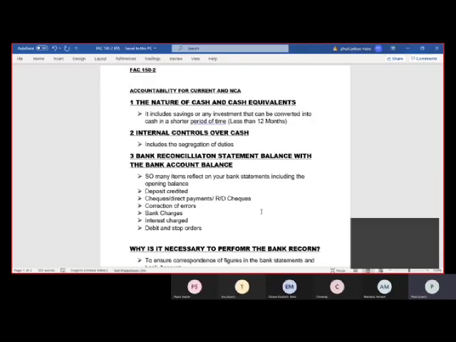So number one, we'll be looking at the nature of cash and cash equivalents. As we know, cash and cash equivalents represents your bank, right? Which includes your savings or any investment that can be converted into cash in a shorter period of time. Usually it's actually less than 5 months. Sorry, 12 months. My apologies for that.